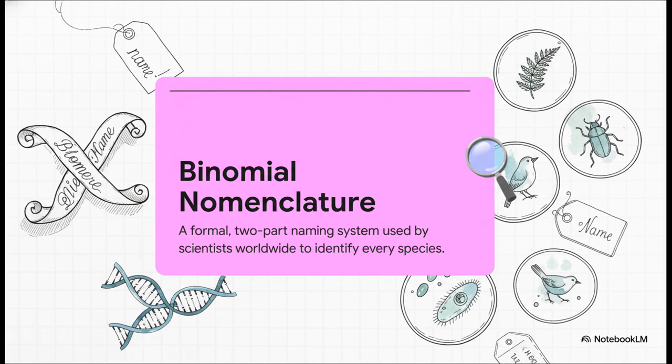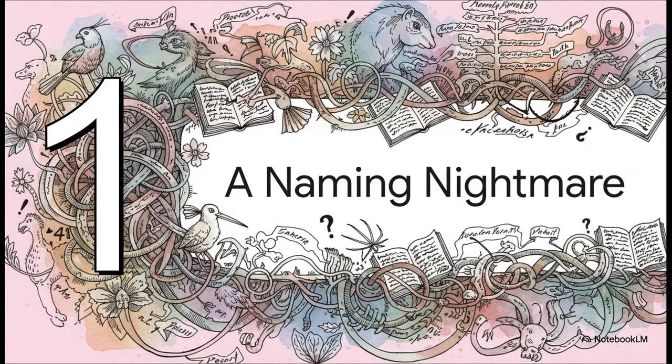Bi means two. Nomen means name. So yeah, it's literally a two-name naming system. And that's the core idea, simple but totally revolutionary. Every single species can be perfectly identified with just two little words. But oh man, it wasn't always this neat and tidy.